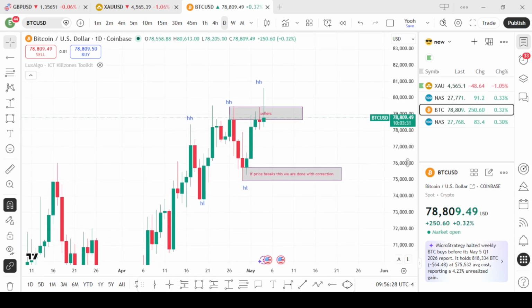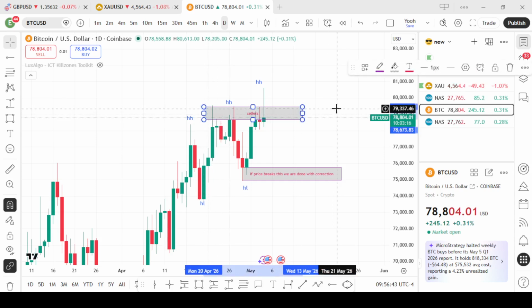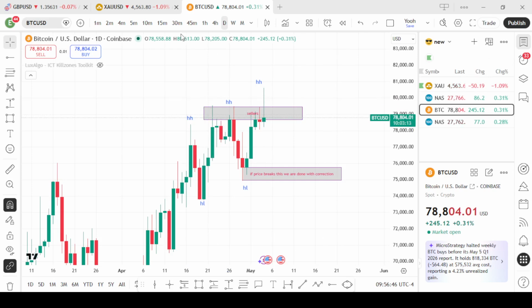So for now, we can just use the lower time frames, get in, get out. This is where sellers are. We could look for an entry here in case price comes here, a mini entry, whatever you want. If you want to wait for price to go above here or wait for price to be below here, it's up to you.